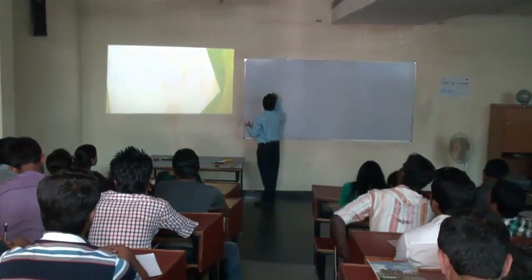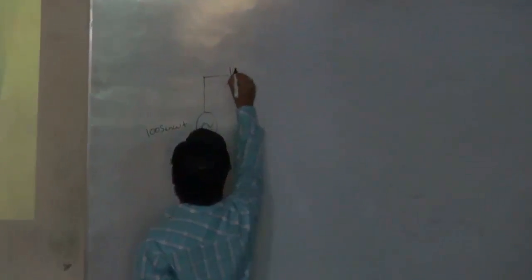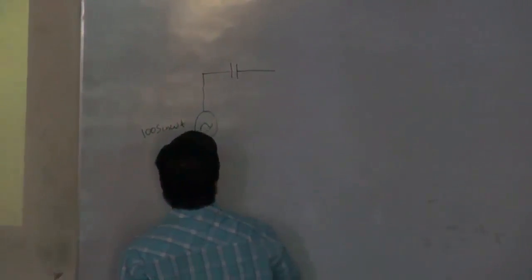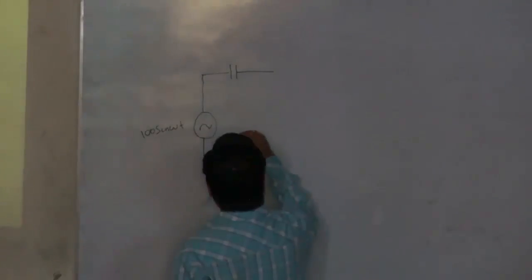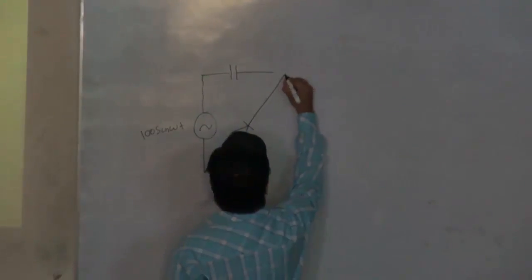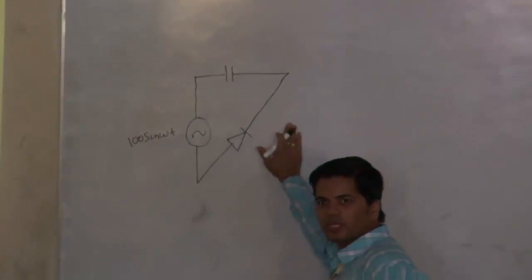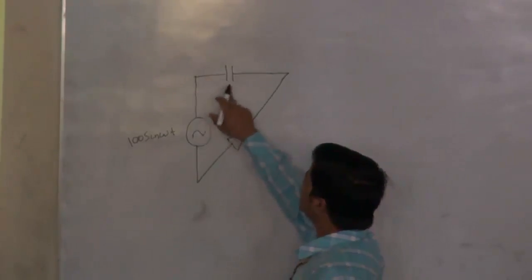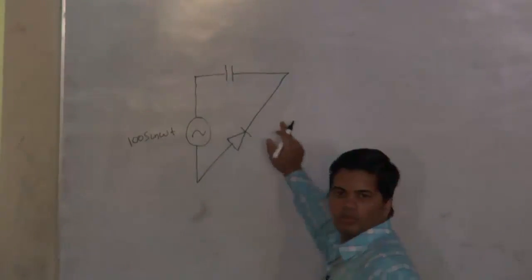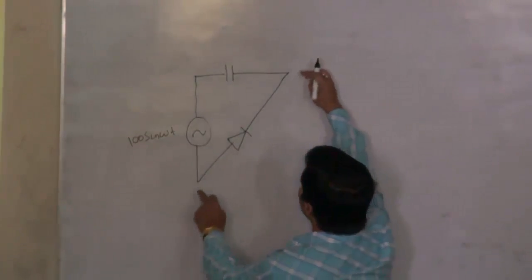So here we have the source, that is 100 sin omega t, and here we make a connection of the capacitor. Then, to charge this capacitor, let us have a diode with us. Up to this much let us consider. Here we want to charge this capacitor through this diode. Clear?